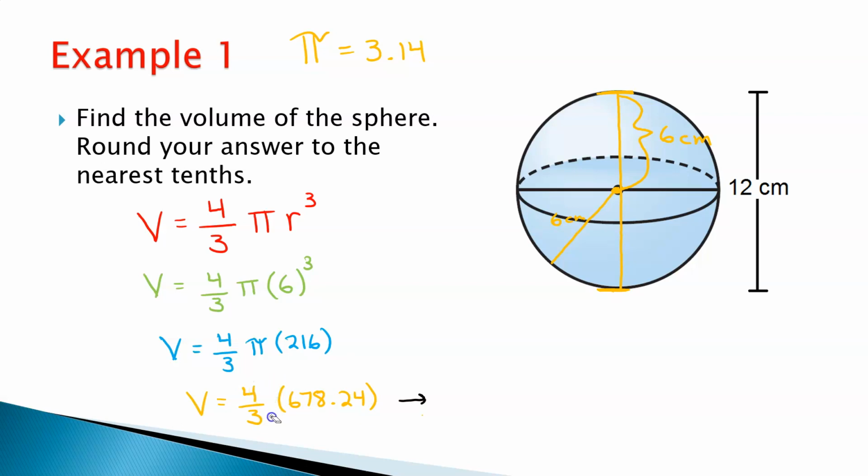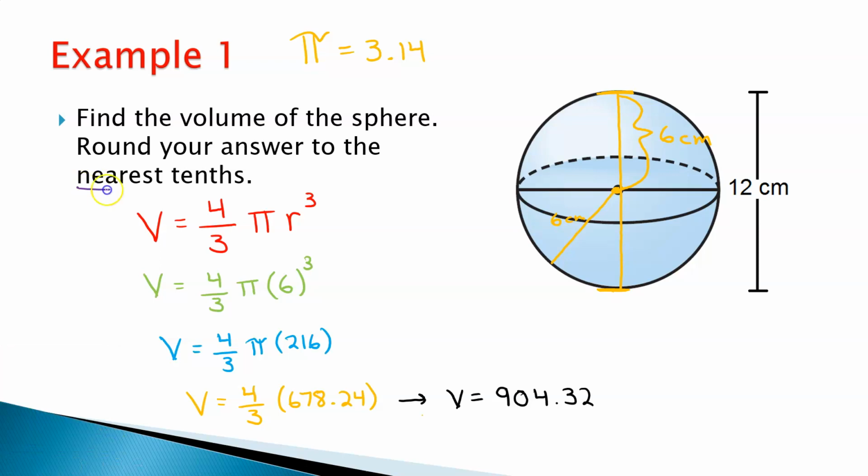Whenever you multiply by a fraction, something like 4 over 3, multiply by 4 and then immediately, whatever you have in your answer, hit divide and then by 3. This is what I'm going to do next. So volume is equal to, 2 steps in one here. 678.24 times 4 is equal to 2,712.96, but I'm going to quickly divide that by 3, and I get a volume of 904.32.